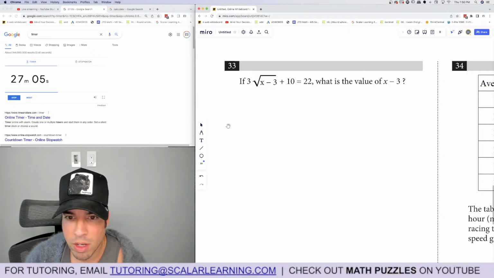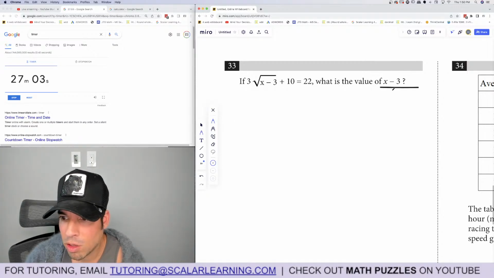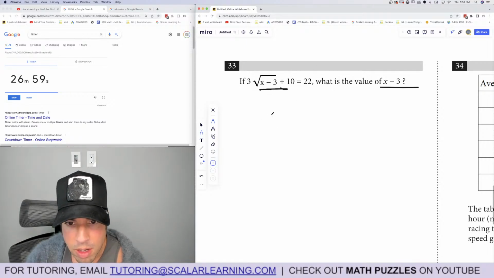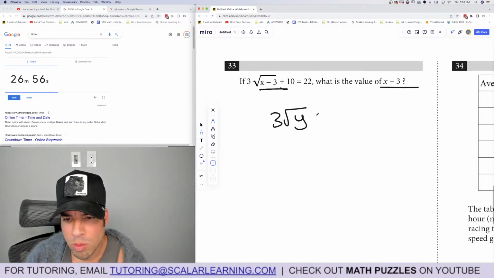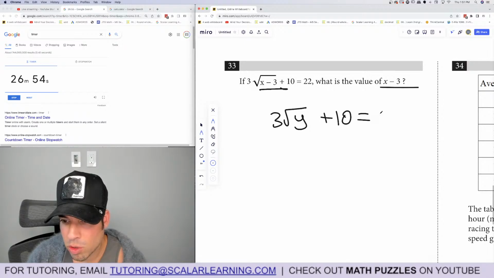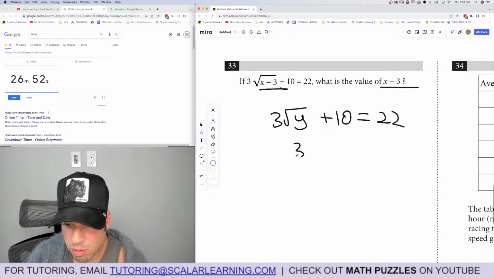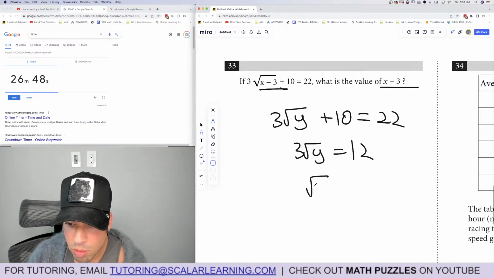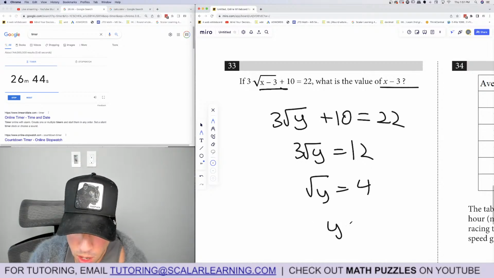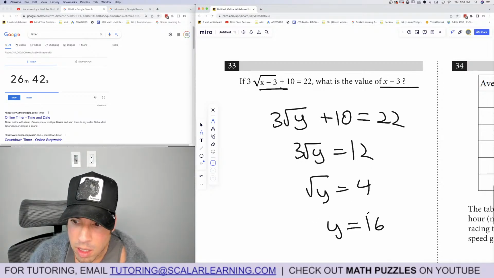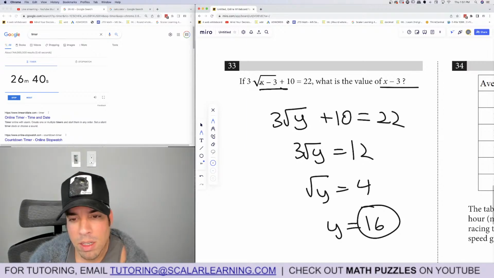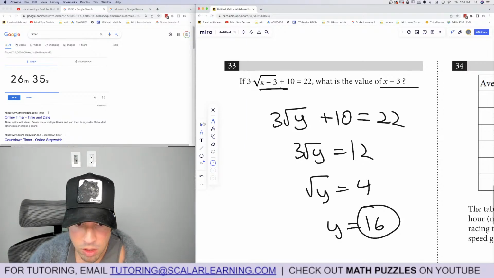33. What is the value of x minus 3? Again, I don't want to solve for x, and I've got x minus 3 under there, so I'm going to substitute for y and solve for y. Easier. 3 times square root of y plus 10 equals 22. Subtract 10 from both sides. 3 square root of y equals 22 minus 10, which is 12. Divide by 3. Square root of y equals 4. Square both sides. y equals 16. And that's x minus 3. Now plug it back in. 16 replaces this. Square root of 16 is 4, times 3 is 12, plus 10 is 22.